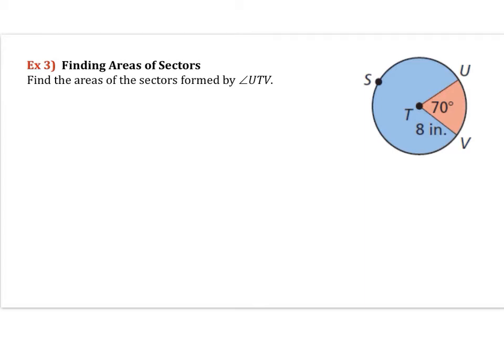All right, so let's take a look at an example where we can use our formula. Find the areas of the sectors formed by angle UTV. Using our prior knowledge in Unit 10, if the measure of angle UTV, which is a central angle here, is 70 degrees, then the measure of arc UV is also 70 degrees. And then we can figure out the rest of the circle, the blue section. Its arc measure from U to S to V is 70 subtracted from the whole, which is 360, getting us a measure of arc USV to be 290 degrees.